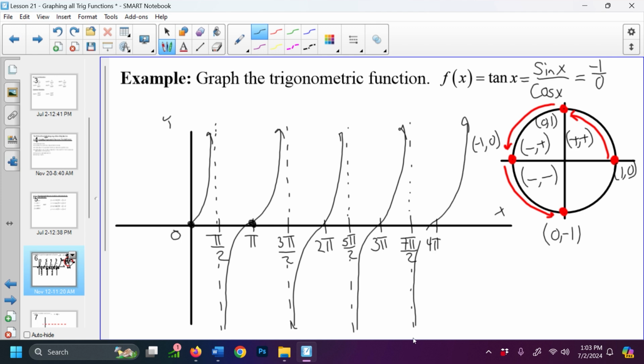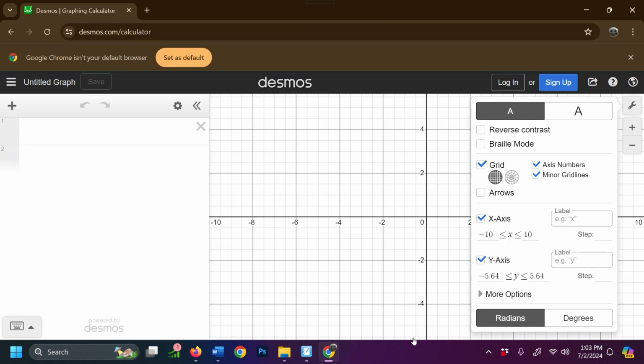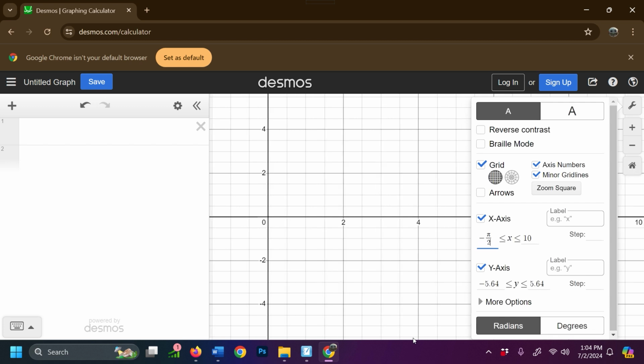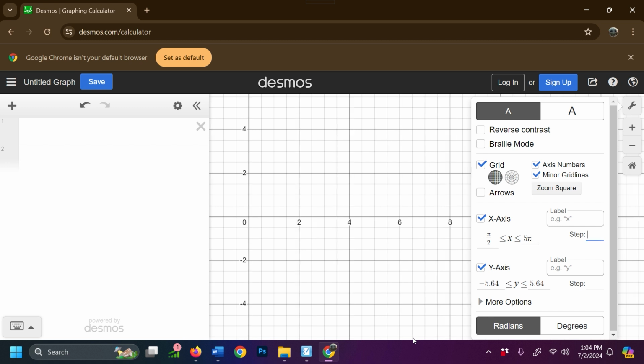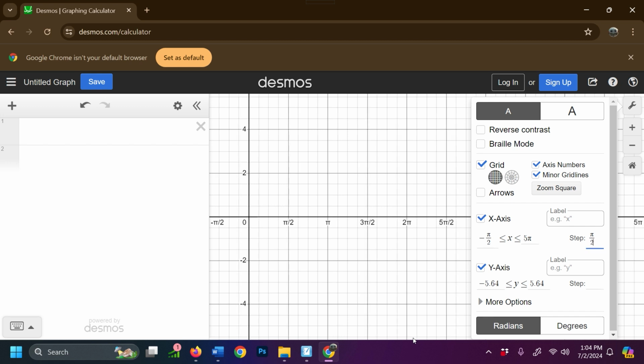And there is our graph. Now, if you want, we can check it in Desmos. So let's go to Desmos real quick, and let's set up our graph to make it look a little closer to what we had. Let's go from negative pi over 2 to 5 pi, and then let's make the step pi over 2.